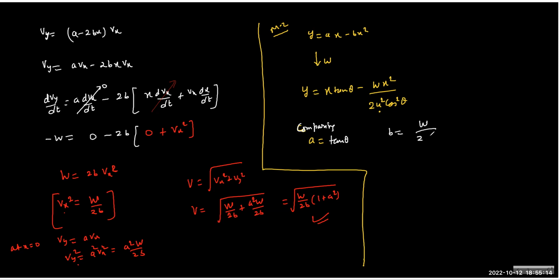W by W1, 2u square cos square theta. So what is u square? Because I want u, the initial velocity. U is how much? W by 2b, and cos square we can write as sec square theta like this. Is it clear? Correct. And sec square theta we can write as 1 plus tan square theta.